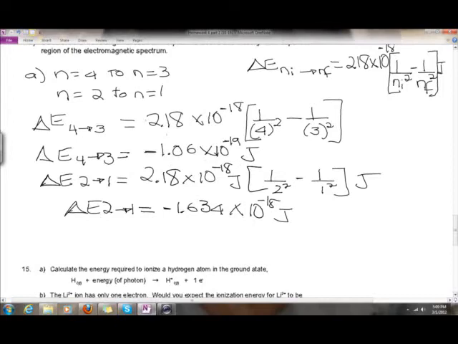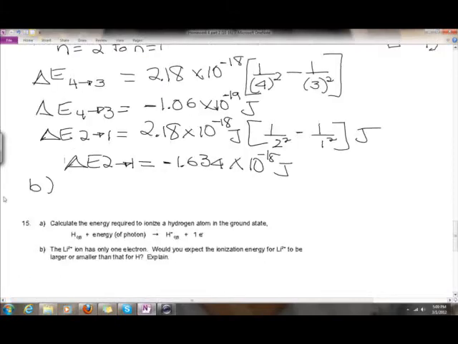And basically the trend is when you go to a higher energy level, the difference between the energies is smaller. For example, if the electron is in energy level 4 and goes back down to energy level 3, the energy emitted is minus 1.06 by 10 to the minus 19. Now look at the 2 to 1. The energy increases with lower energy level, and that's the trend. Let's go ahead and do letter B now.